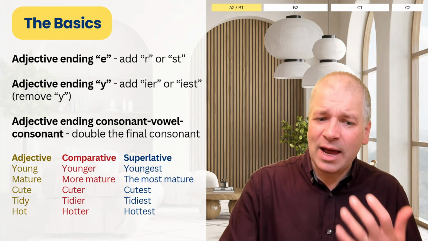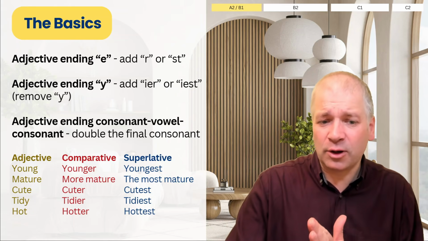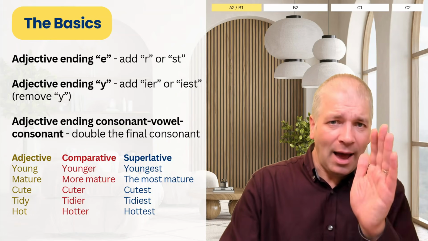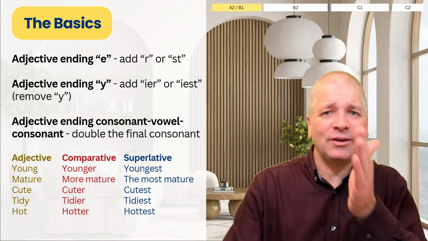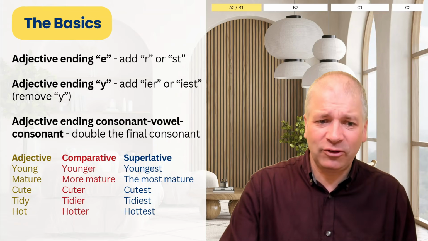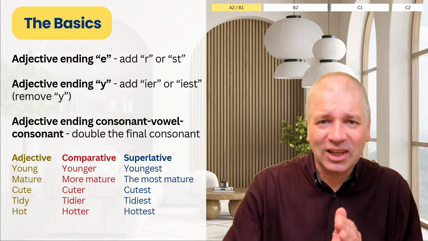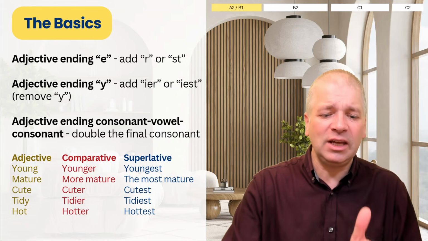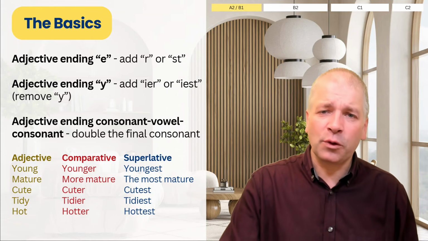When an adjective ends in a consonant-vowel-consonant combination, double the final consonant. So hot, H is a consonant, O is a vowel, T is a consonant. For the comparative, HOTTER, hotter, and for the superlative, HOTTEST for the superlative.